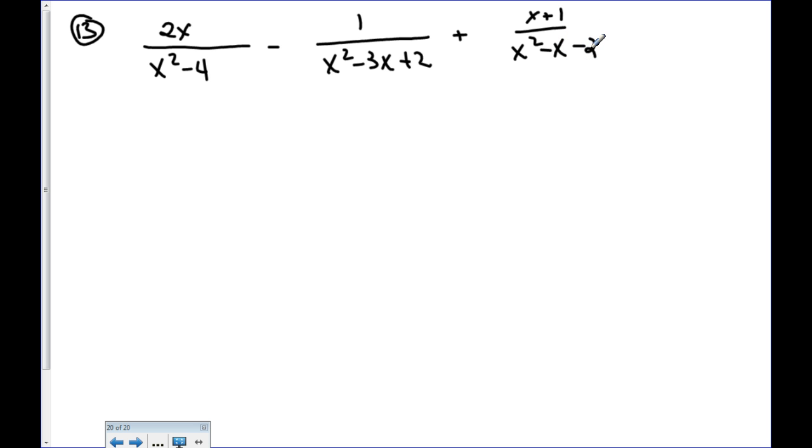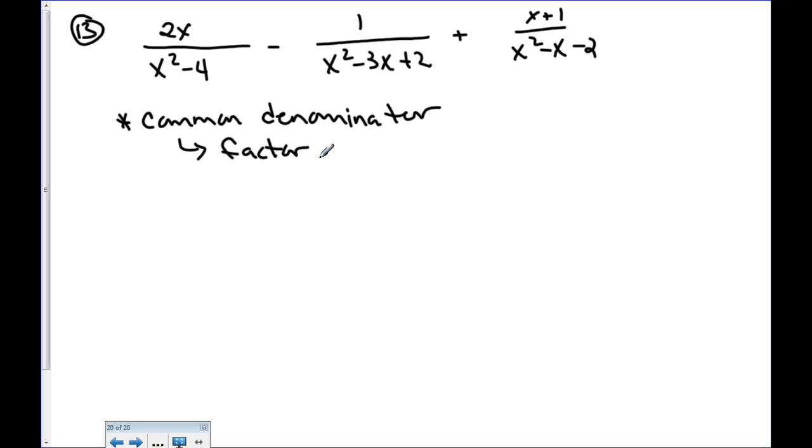All right. So, remember our very first step when we're going to add or subtract rational expressions is to, number one, get a common denominator. And if they obviously don't have a common denominator, you need to factor it.